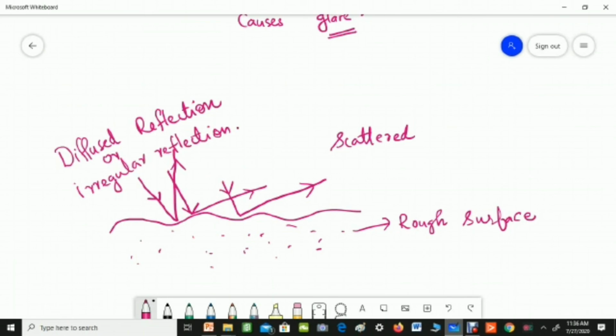The surface of old mirrors, wavy water, walls and trees are rough or uneven surfaces. So the reflection from these surfaces is irregular reflection, and diffuse reflection of light enables us to see objects around us.